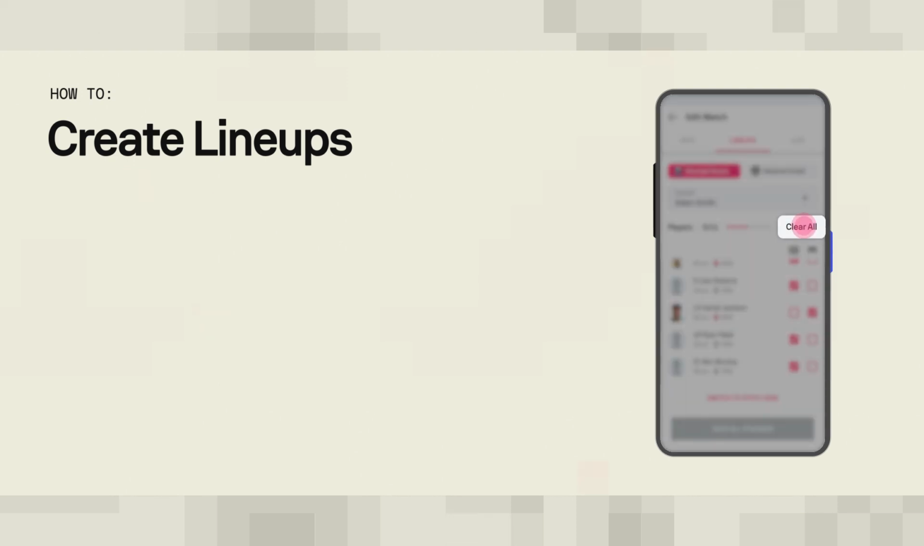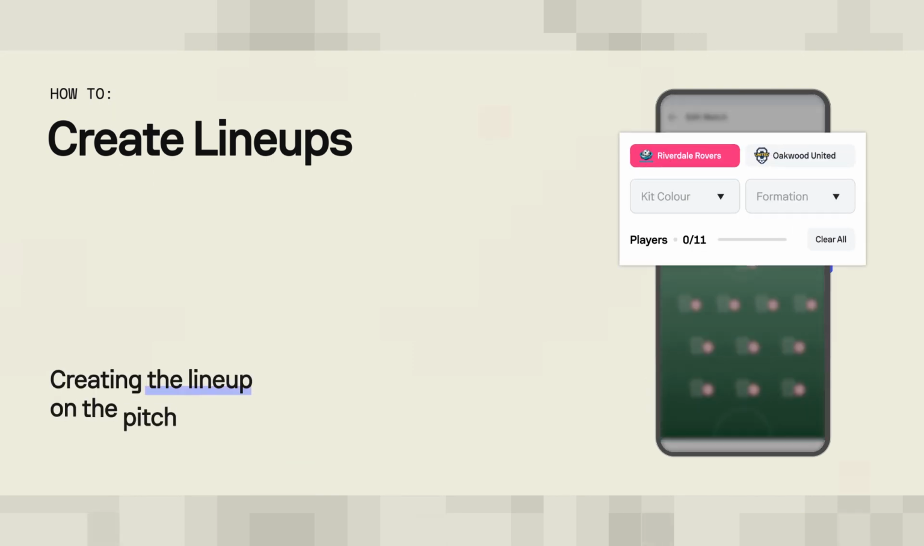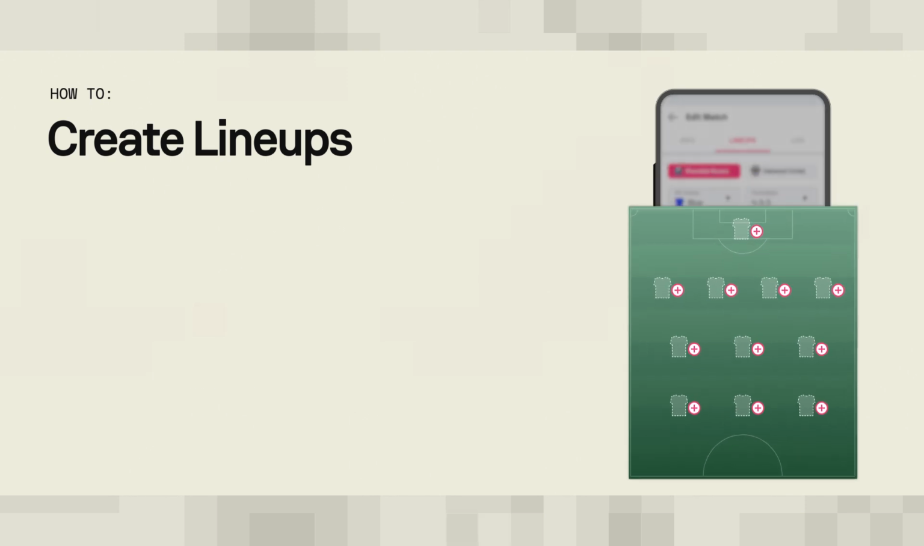Should you, on the other hand, choose to create the lineup on the pitch, there is a different form that offers you to choose the team shirt color and formation before putting each player on his position.